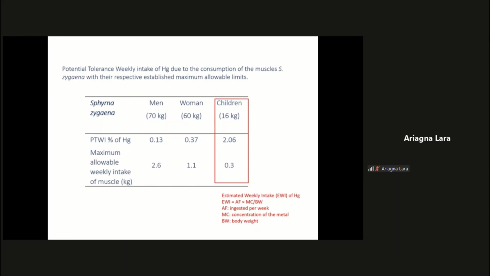This is 2.06%, being able to ingest 0.3 kilograms of Sphyrna zygaena meat. However, an adult man can consume a maximum of 2.6 kilograms per week of meat of this shark.